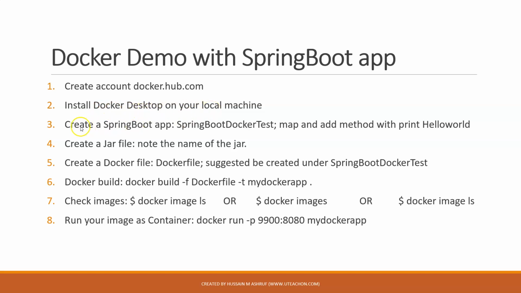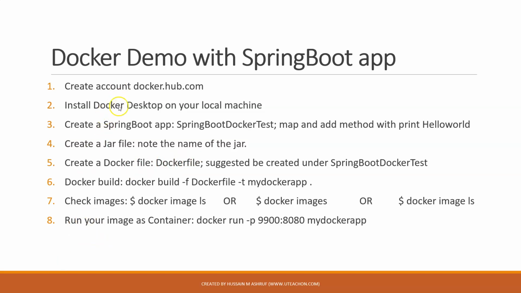The third step is to create a SpringBoot app by this name and map it as HelloWorld, and we will annotate it with the REST controller annotation. Next, create a jar file. Next, create a Dockerfile. Then we'll do the Docker build and see if the image is ready. Then we will run our image as a container. All right, so we will go over it.